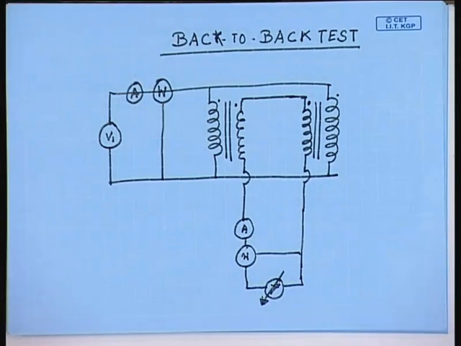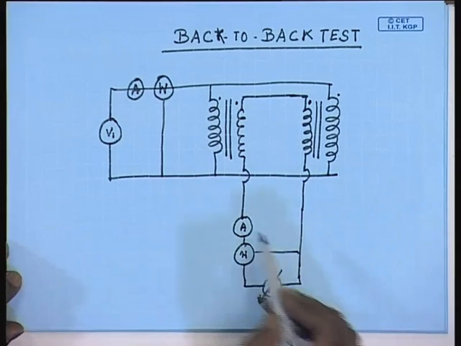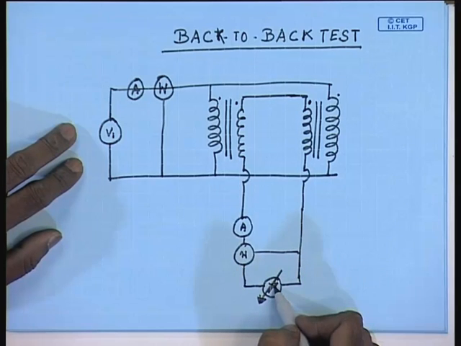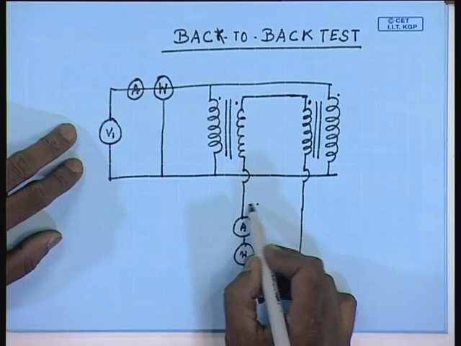So, how do you subject the transformers to simultaneous core loss and copper loss? It is like this. Let us assume that, let us apply superposition theorem. Let us assume one source at a time. So, we replace this by a short circuit.